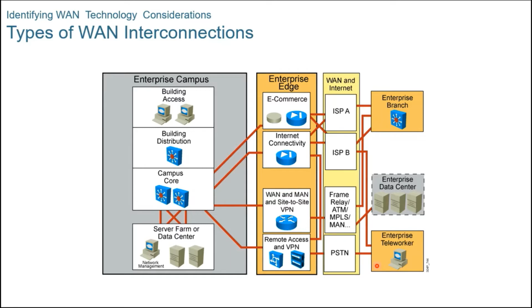WAN connections can be a point-to-point between two locations or connections to a multi-point, one service offering such as the old frame relay or the multi-protocol label switching or MPLS network. One of the main issues in WAN connections is selecting the appropriate physical WAN technology.